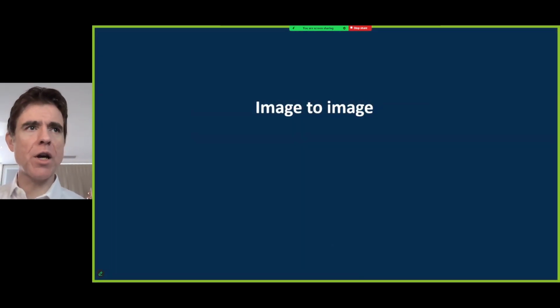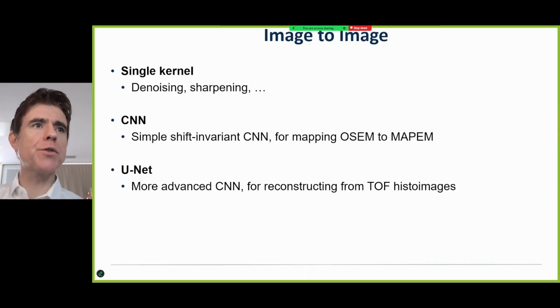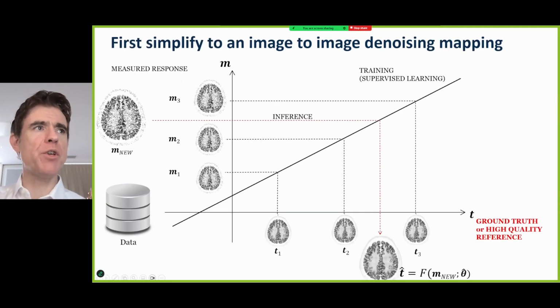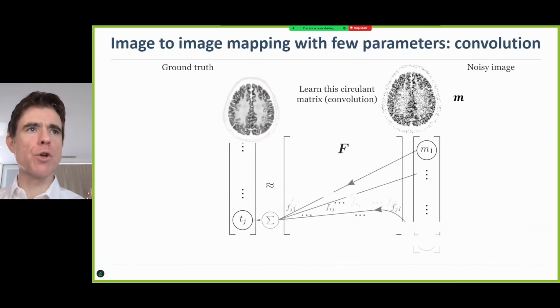So let's look at this in the simple image to image case then. I'm going to rapidly go through a few examples here, a single kernel CNN, and then a UNet, to see the image to image mapping in action. This is just a very introductory example. Imagine our reconstruction was in fact just a restoration task of denoising. We would be putting noisy images into this mapping, and would be trying to find the denoised reconstructions by supervised learning.